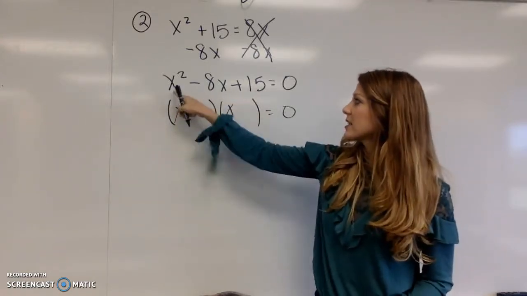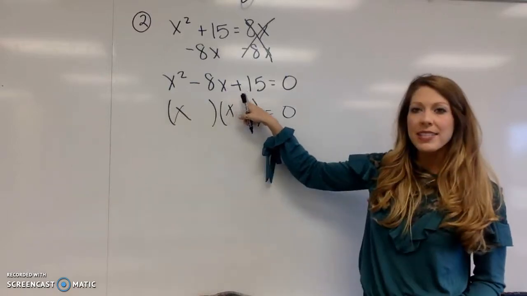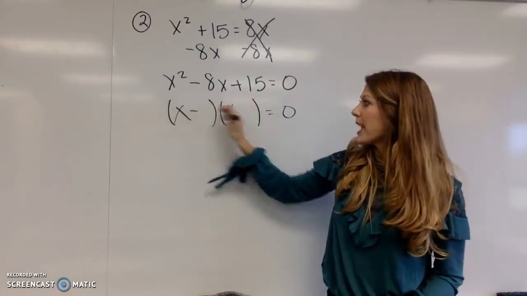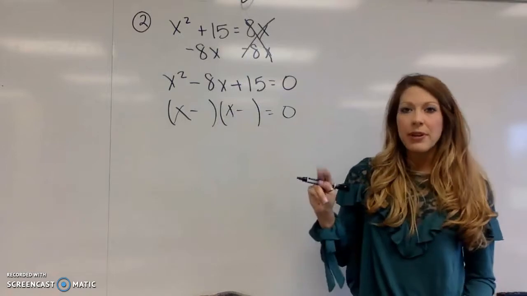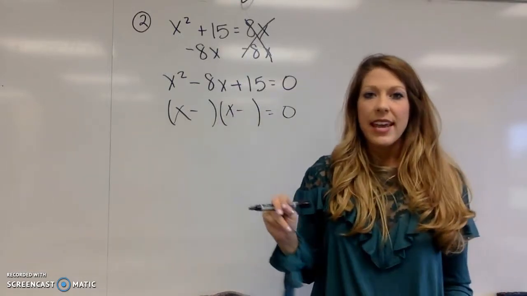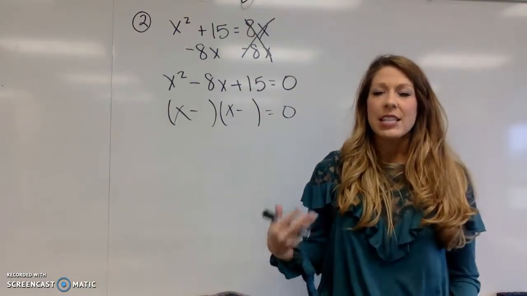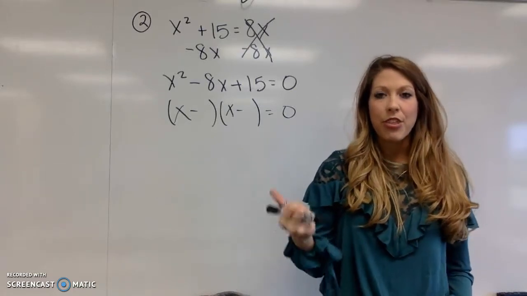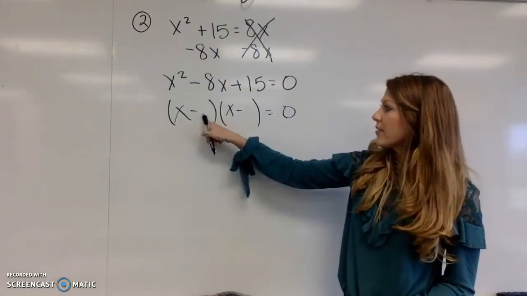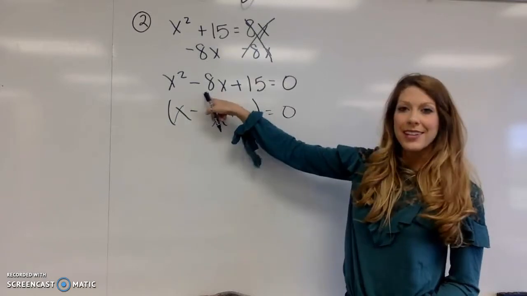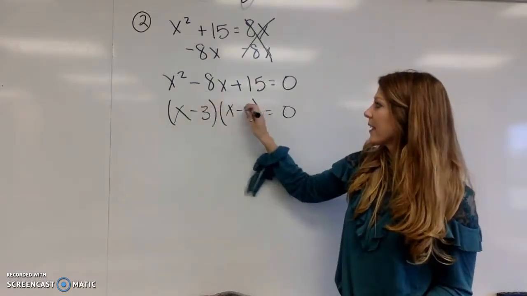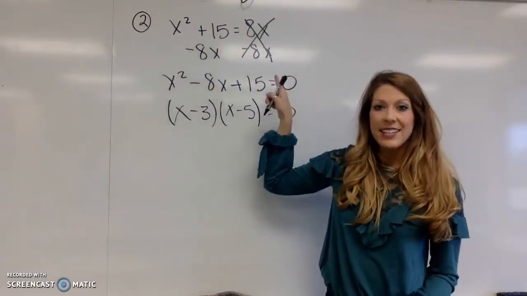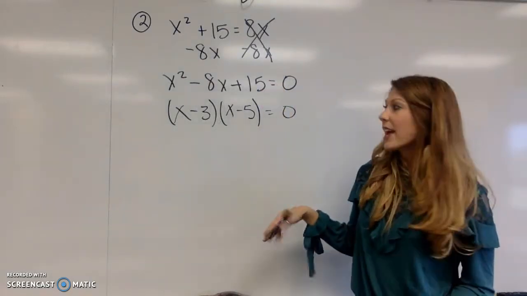X times x is x squared. Plus sign in the back means they're the same sign. They're both negative. So we're looking for two numbers that multiply to 15 and add to get us negative 8. So some numbers that multiply to 15, we've got 3 and 5. So negative 3 and negative 5, those add to negative 8. So that's it. We did not slide anything to the back and multiply, so we don't need to divide.